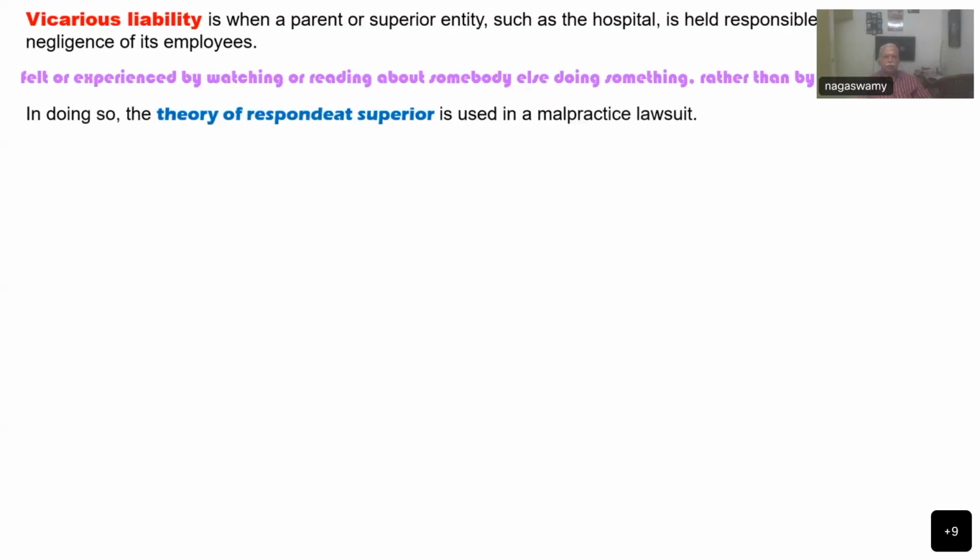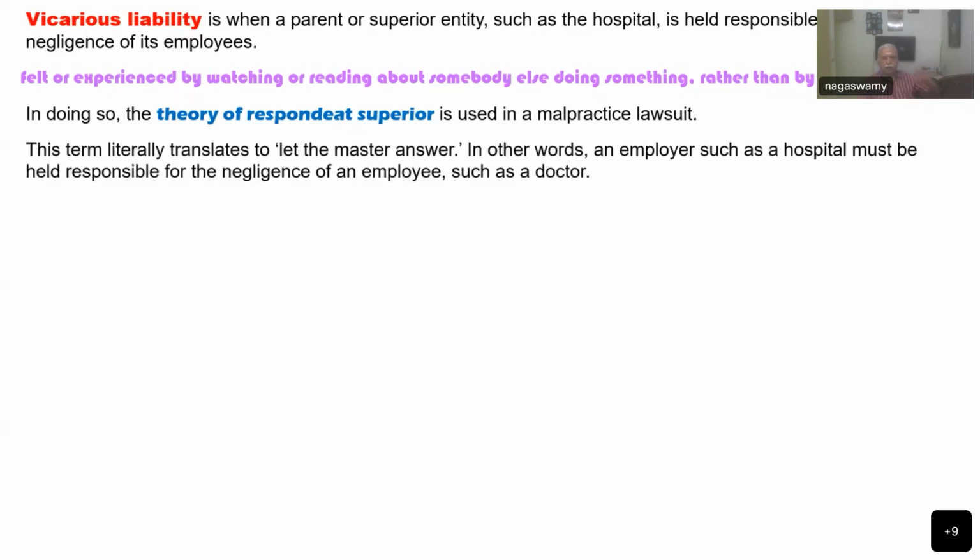In doing so, the theory of respondeat superior is used in malpractice lawsuits. The term literally translates to "let the master answer," which you also mentioned. In other words, the employer of such a person is held responsible for the negligence of an employee, such as the doctor. A number of requirements must be met for respondeat superior to apply.